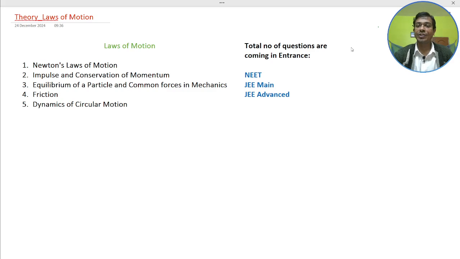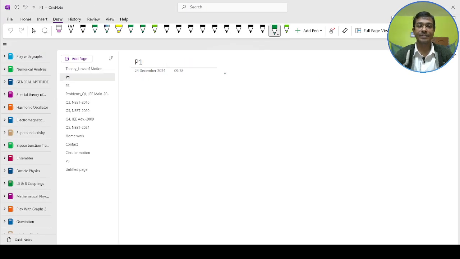The total number of questions coming for the NEET exam from this chapter is 2 or 3, in JEE Main 3 or 4, and in JEE Advanced also 3 questions are coming. So let's get started.